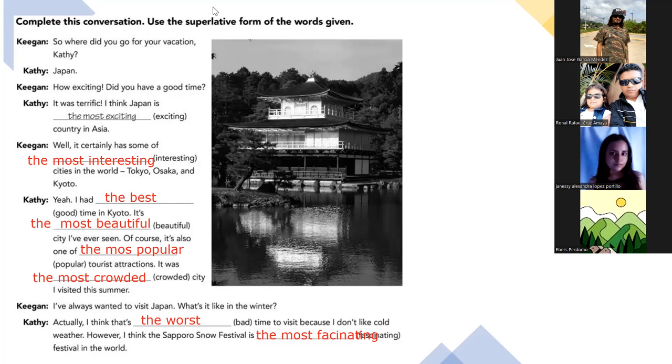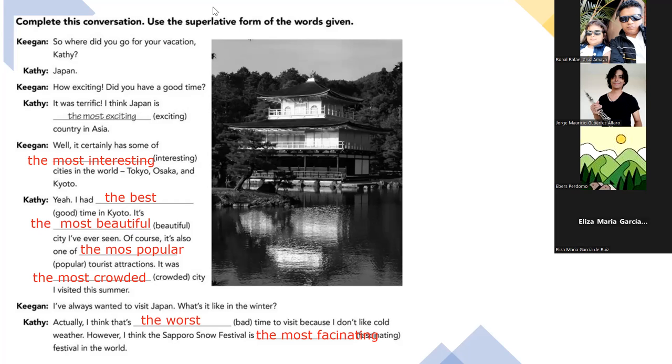So where did you go for your vacations, Kathy? Japan. How exciting. Did you have a good time? It was terrific. I think Japan is the most exciting country in Asia. Well, it certainly has some of the most interesting cities in the world. Tokyo, Osaka, and Kyoto. Yeah, I had the best time in Kyoto. It's the most beautiful city I've ever seen. Of course, it's also one of the most popular tourist attractions. It was the most crowded city I visited this summer.